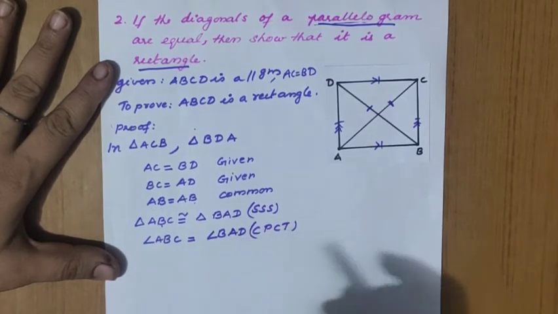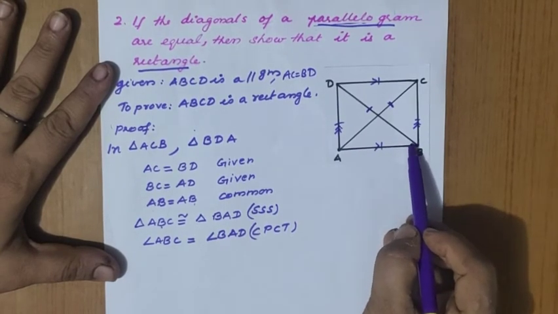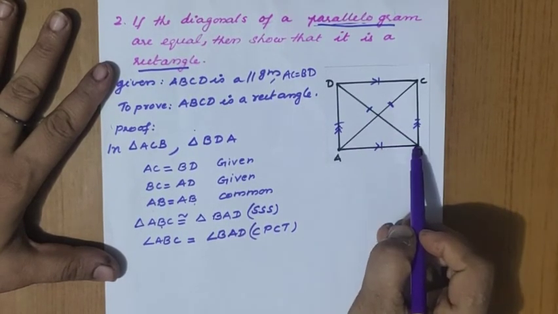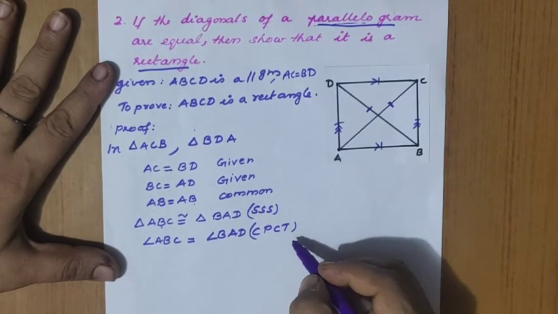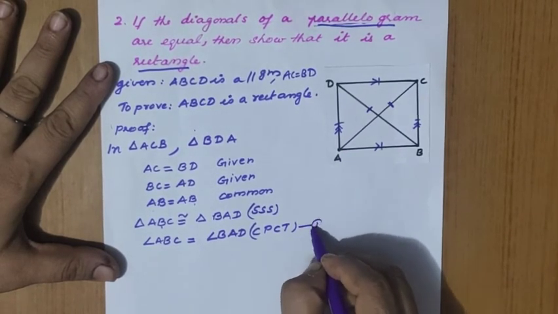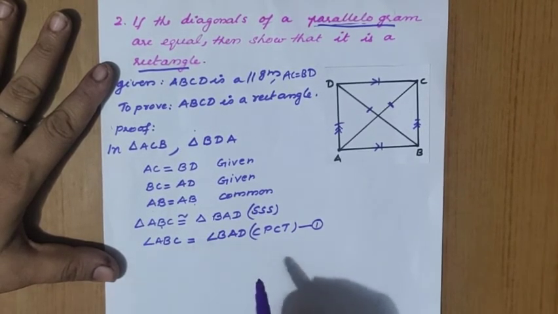Right, so these two angles are equal: angle ABC and angle BAD. That means these two angles are equal. Okay, that is equation number 1. Now we have to prove that any one of the angles is 90 degrees.